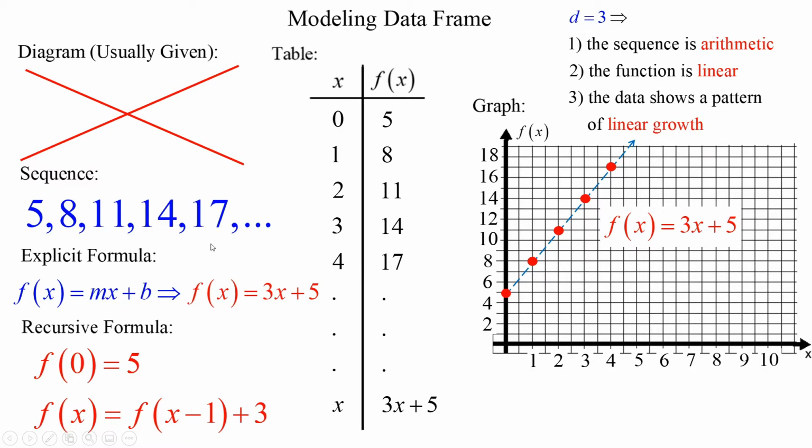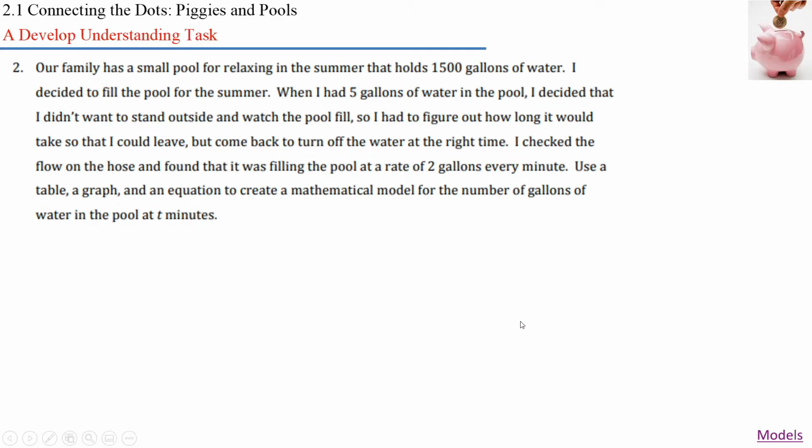Okay, so here's number 2. Our family has a small pool for relaxing in the summer that holds 1,500 gallons of water. I decided to fill the pool for the summer. When I had 5 gallons of water in the pool, I decided that I didn't want to stand outside and watch the pool fill. This is going to take a little bit of time. So I had to figure out how long it would take so I could leave, but come back to turn off the water at the right time.